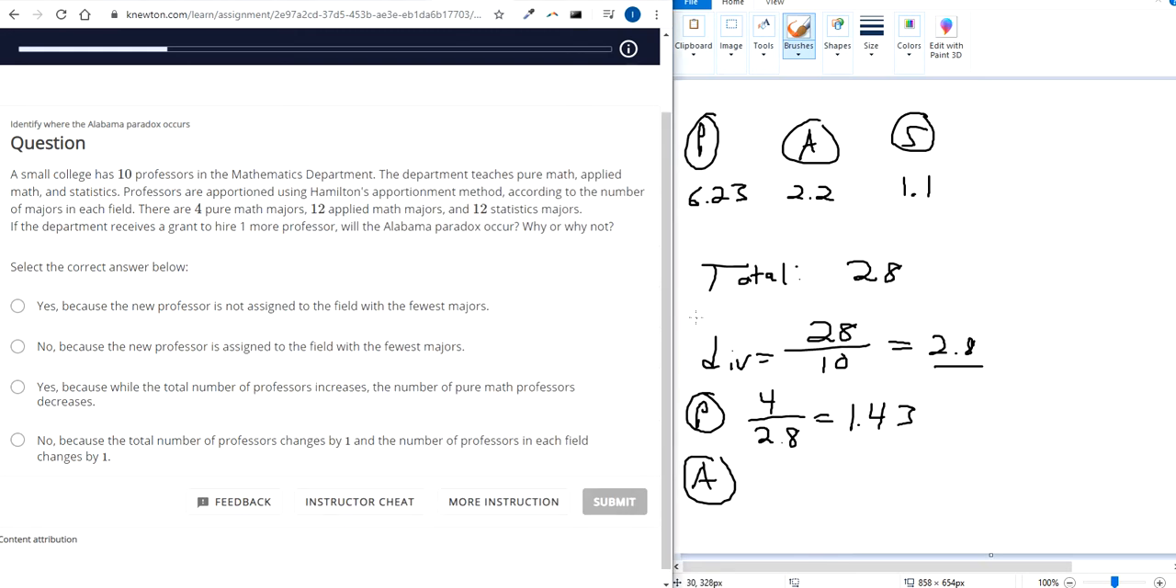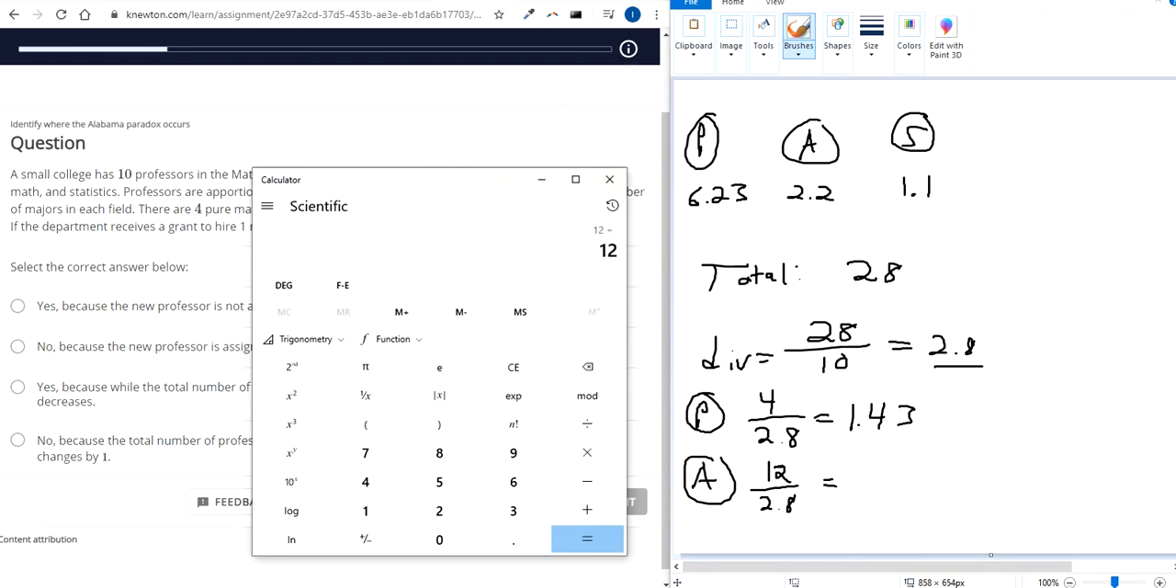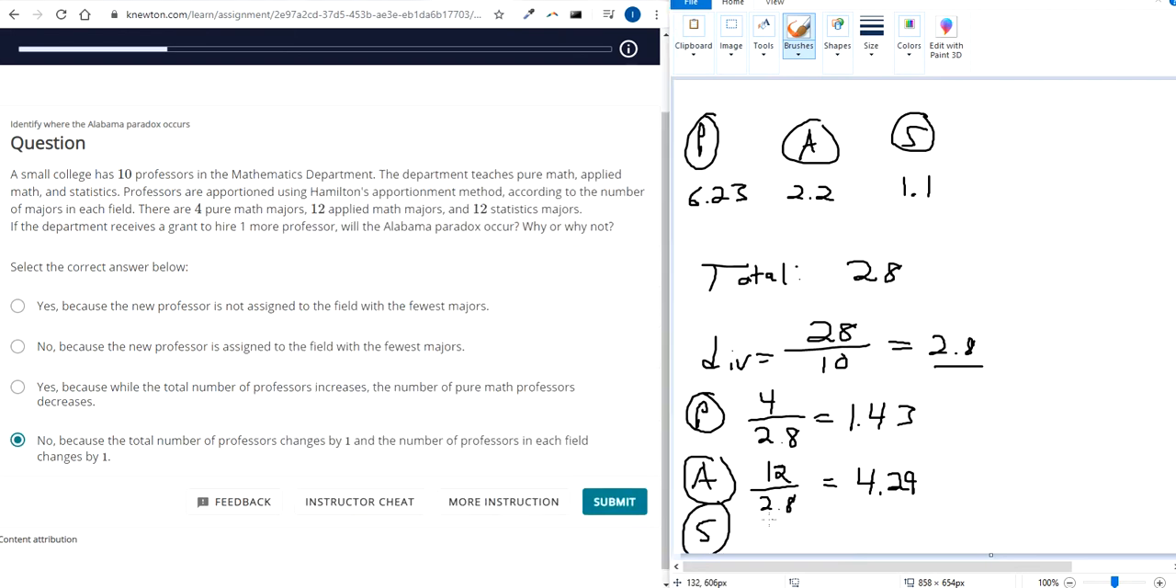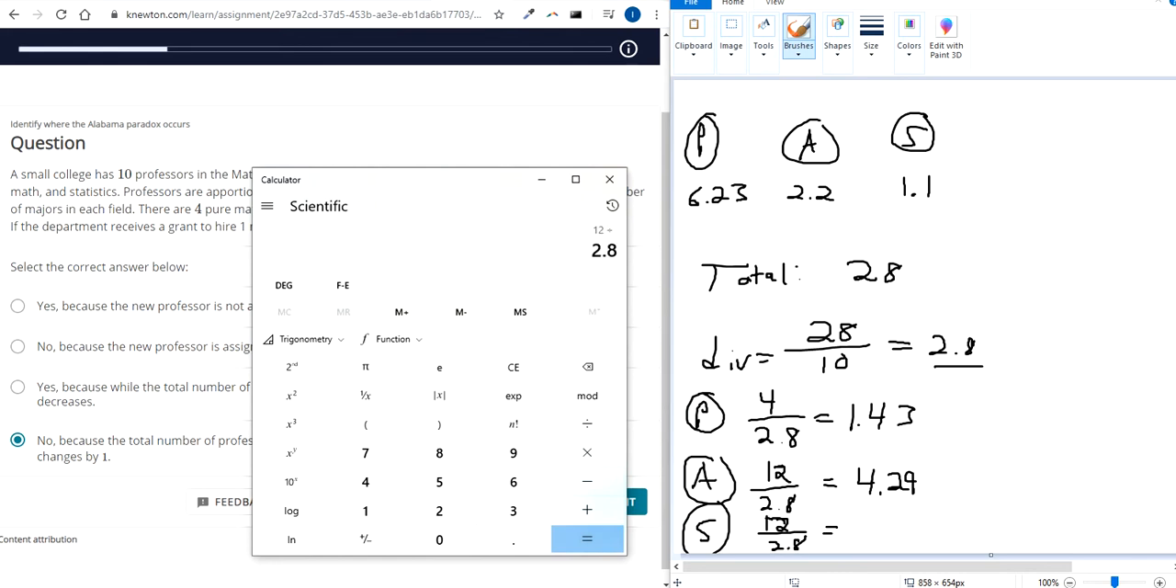For the applied mathematics, there's 12 students. If you divide that by your standard divisor of 2.8, you get 4.29. And then the statistics department has 12 majors. Divide that by the standard divisor to find out how many professors. 12 divided by 2.8, 4.29. Oh, this is a tie, right? Didn't really need to calculate that. It's the same thing.